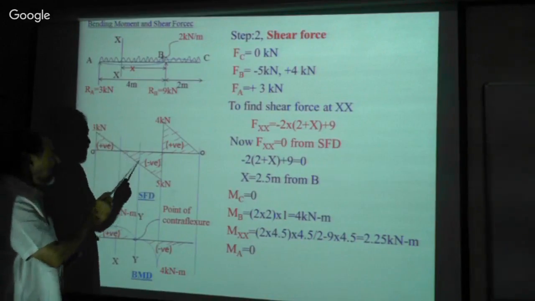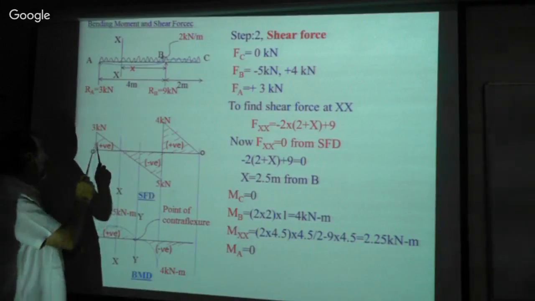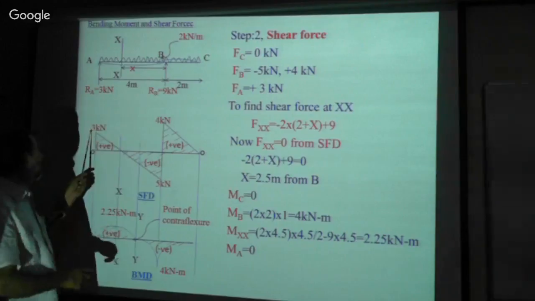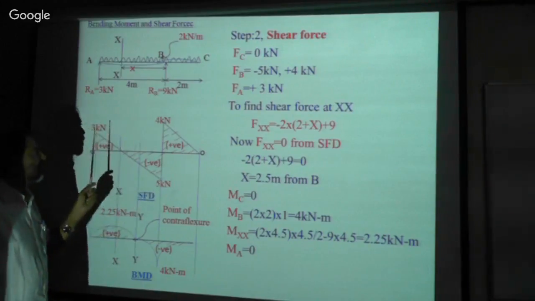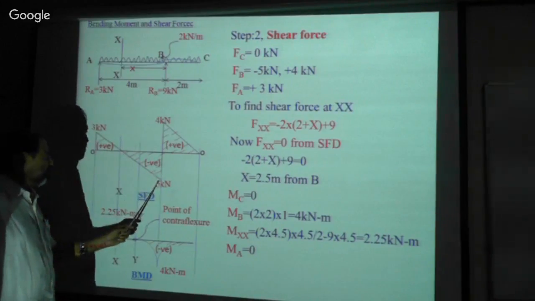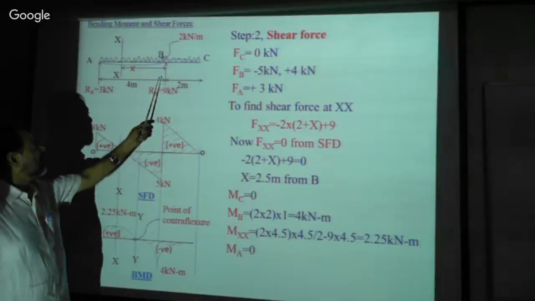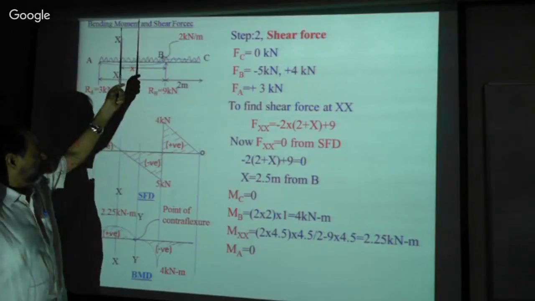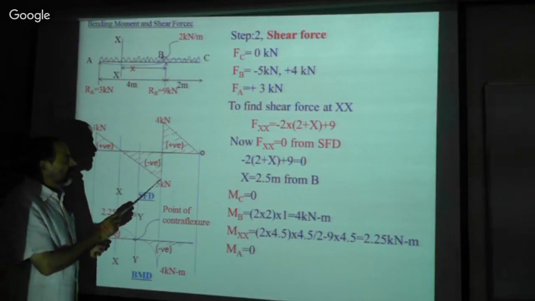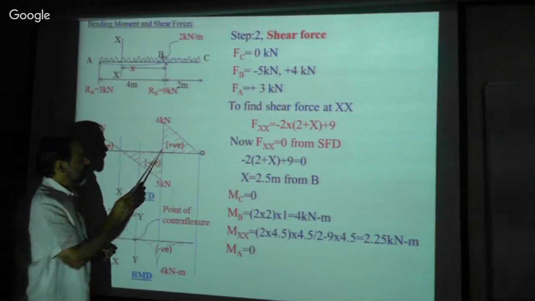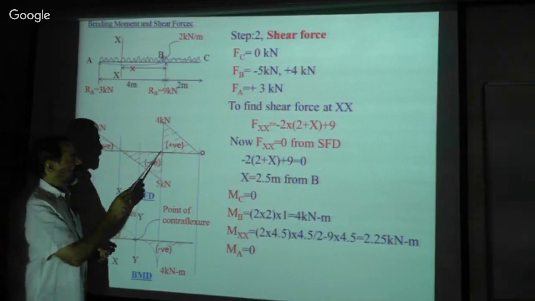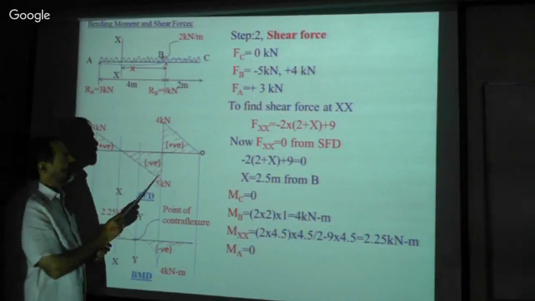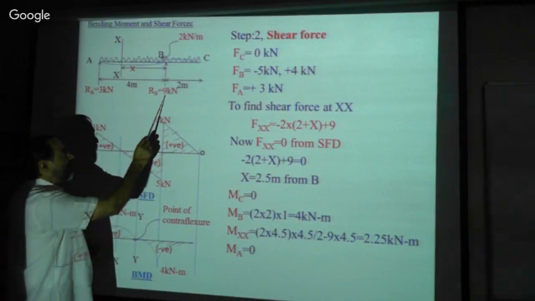From here to here it is 8 kilonewton. Already we are above the reference by 3 kilonewton, so we come down by 5 kilonewton below the reference. When you reach this point, at B, the 9 kilonewton reaction is acting upward. Therefore, from here we will go up by 9 kilonewton. We are already below by 5 kilonewton, so we go above by 4 kilonewton.